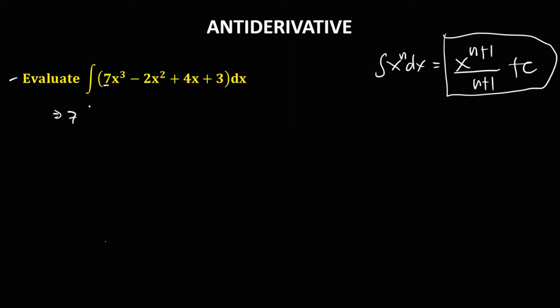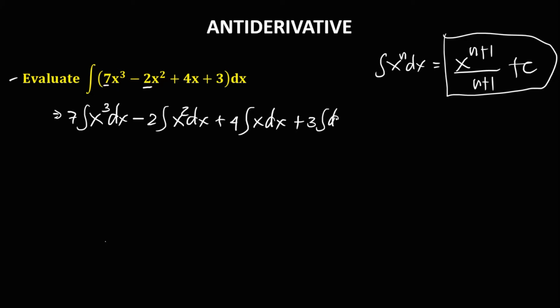So we have 7, then the integral of x to the power 3, then the dx, minus, so put this constant outside, x to the power 2 dx, plus 4, then the integral of x dx, then plus 3, then the integral of the dx.